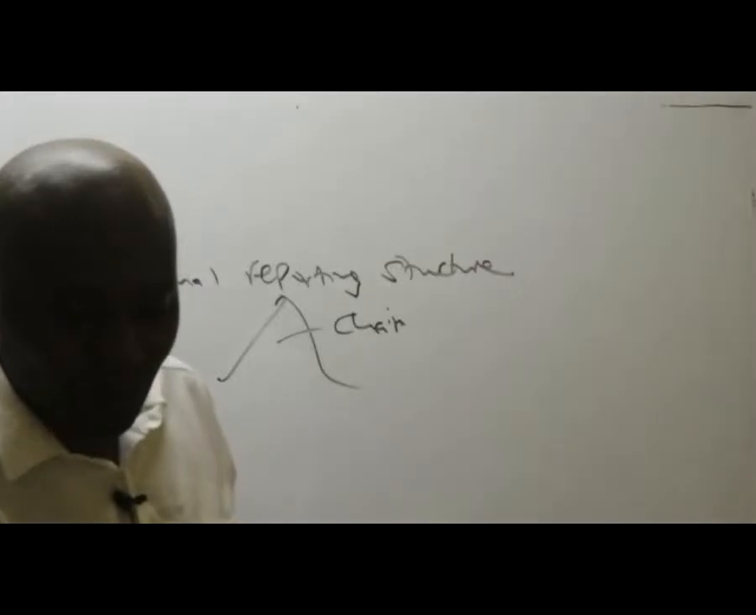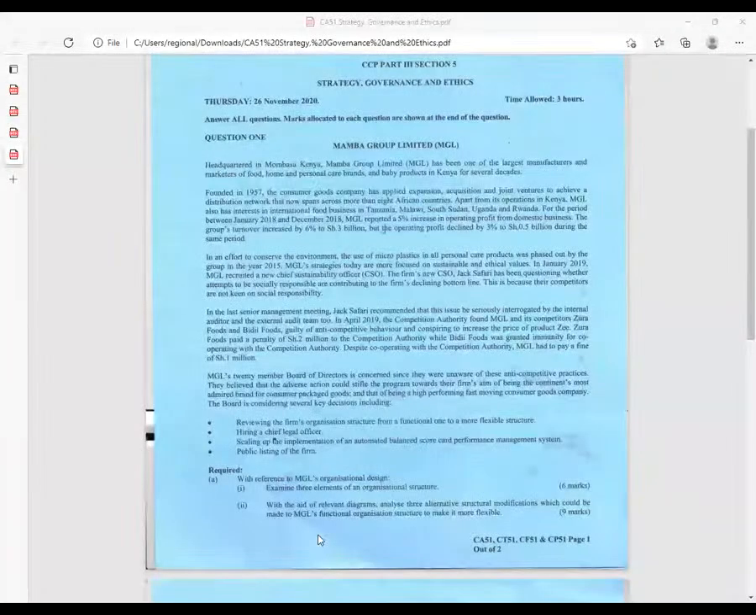We take the next question. With the aid of relevant diagrams, analyze 3 alternative structural modifications which could be made to MGL's functional organizational structure to make it more flexible.